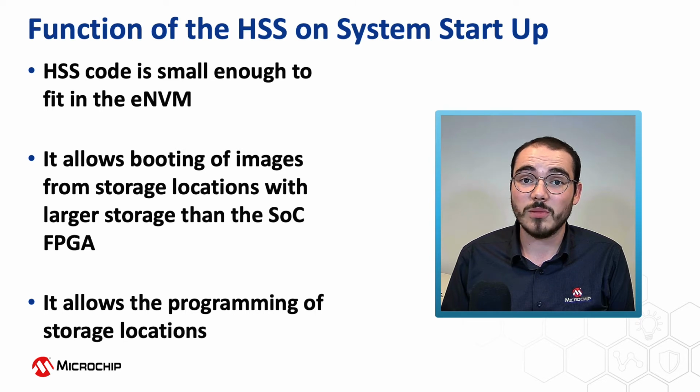So for example, on PolarFire SoC, we have a 128K eNVM, but we have an 8GB eMMC available off-chip. The HSS allows us to program the eMMC, and it also allows us to copy an image from the eMMC onto our DDR and use it to start up our system.